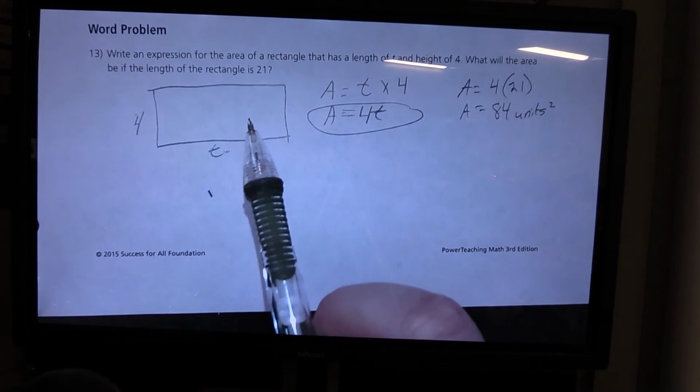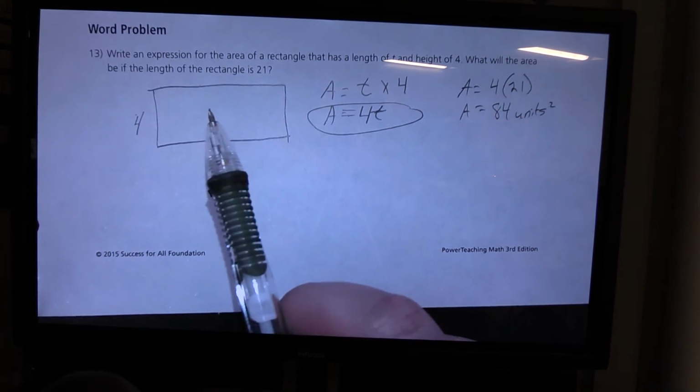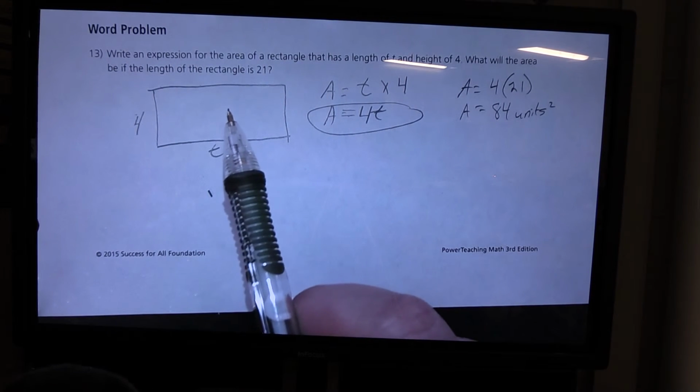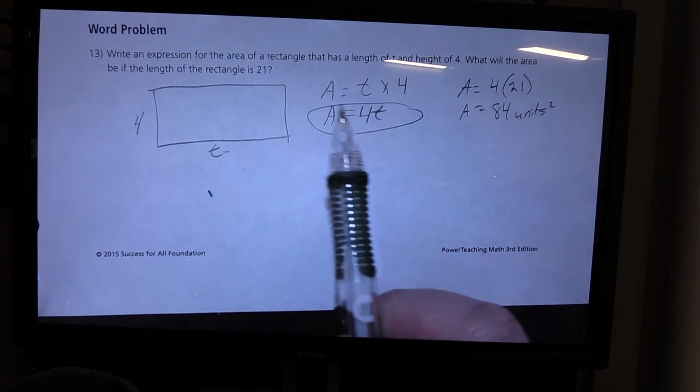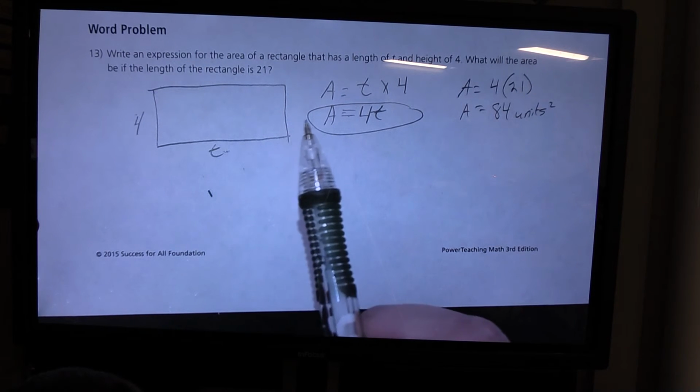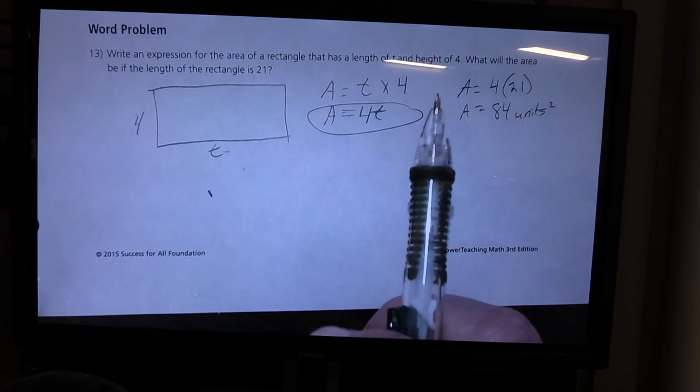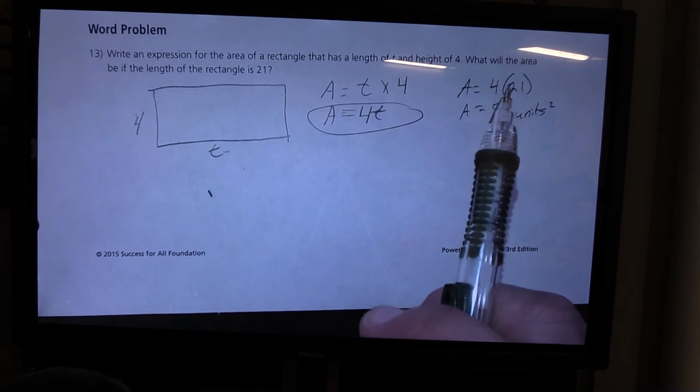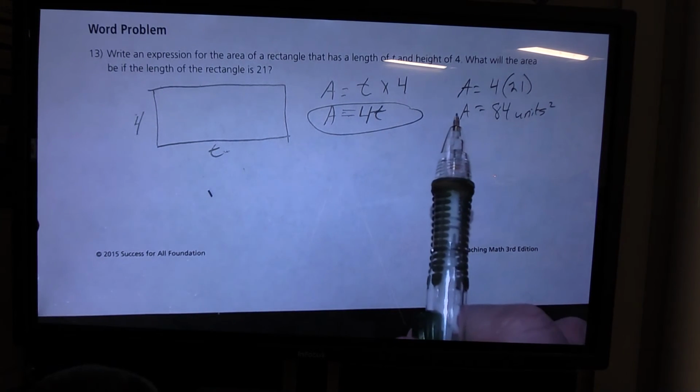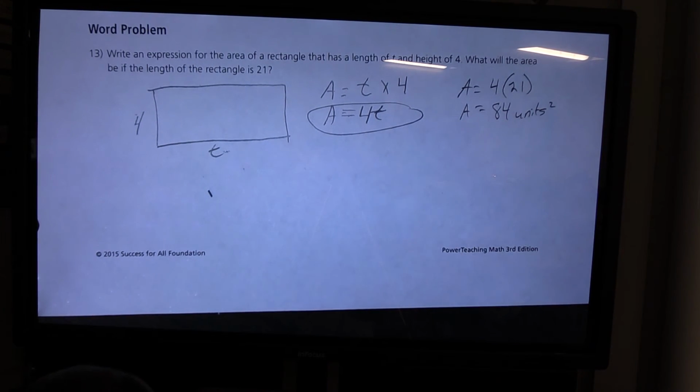So, if I were to solve this problem, and I did solve it, because first off I sketched out a model here of the rectangle, and then I used what I know about finding the area, about formulas, and about coefficients and variables. And then I went ahead and plugged in the value for t, which is 21, and it said area equals 84 units.